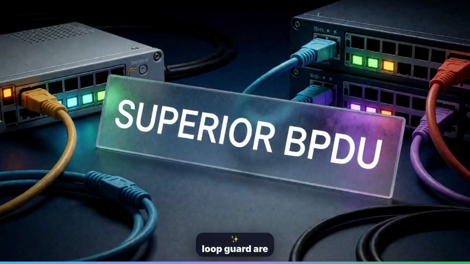Root guard and loop guard are mutually exclusive on the same port because they defend against opposite symptoms. Root guard reacts when a port receives a better BPDU than it should. Loop guard reacts when a port stops receiving BPDUs it should receive. If you remember superior versus missing, the feature names become logical instead of memorized.